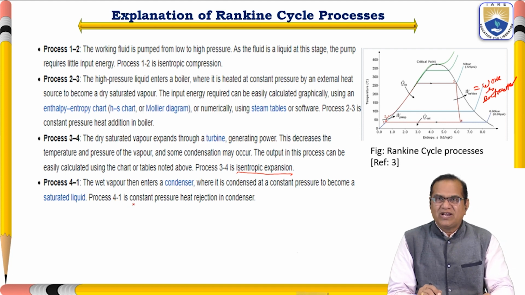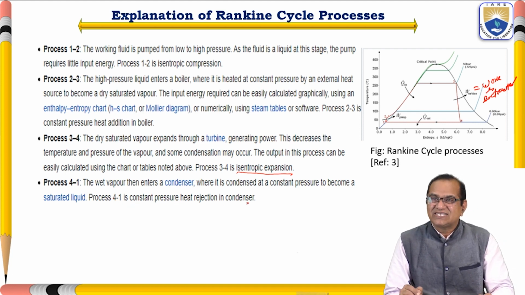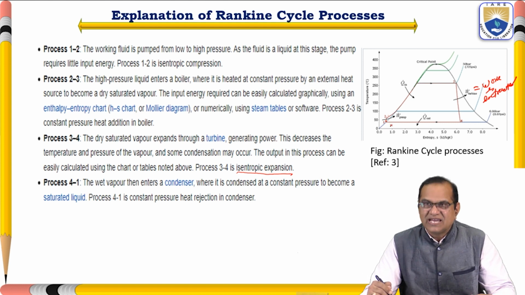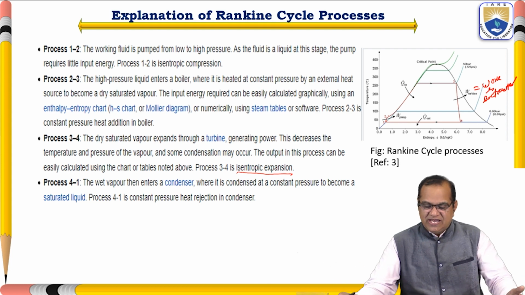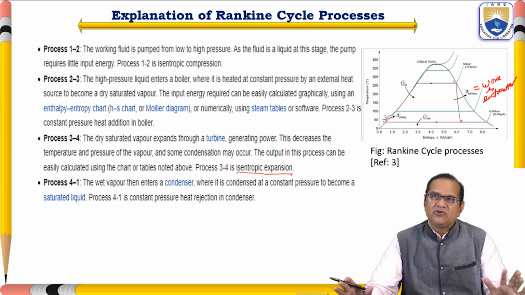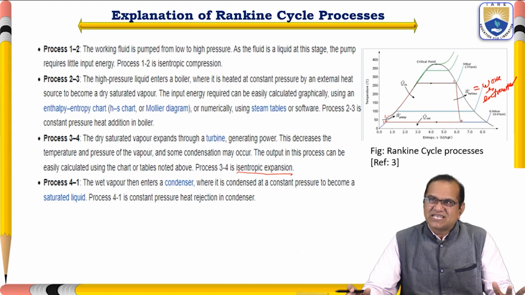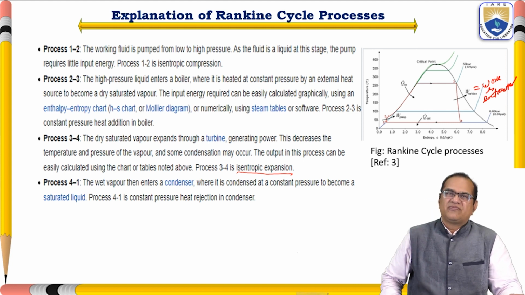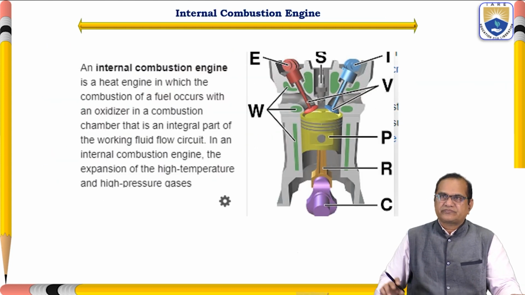So process 4-1 is a constant pressure heat rejection in the condenser. So this Rankine cycle is completed. Hope you have understood. And this is the very basic process for power generation in any system.